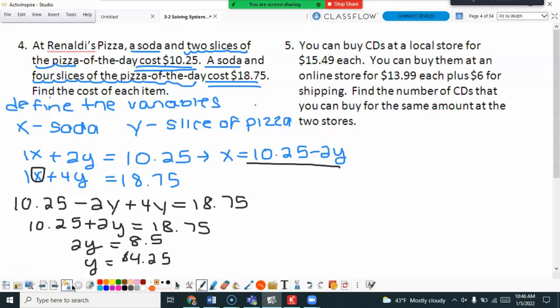Once I know the cost of a slice of pizza, I could find out the cost of a soda by plugging the slice of pizza cost back in. So we'd take $10.25 minus 2 slices of pizza at $4.25, and we see that a soda costs $1.75.